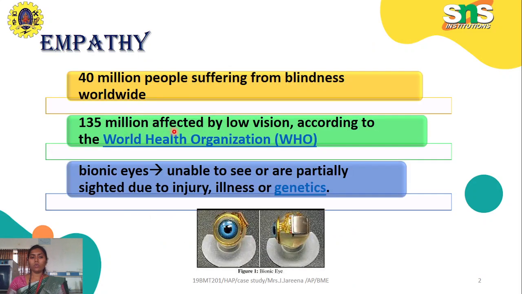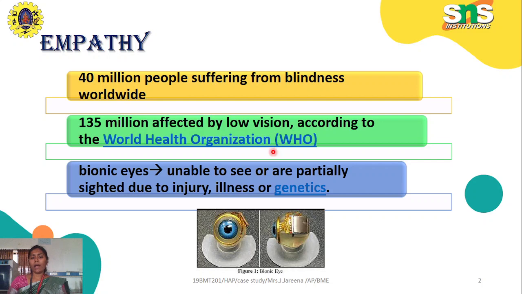As we all know, eye disease and eye disorder is one of the major problems which has affected many people's quality of life, right? As per the World Health Organization, more than 40 million people all over the world suffer from blindness, and 135 million people are affected by low vision.